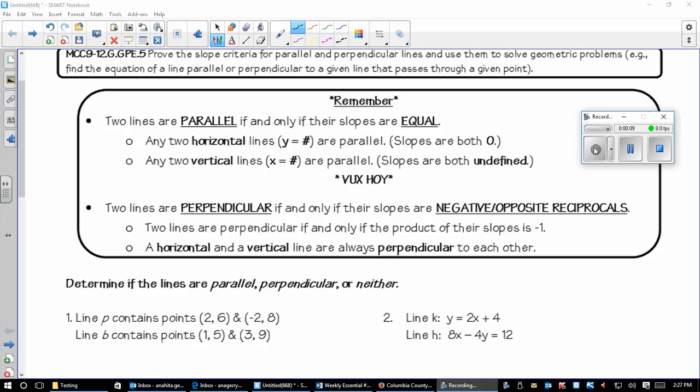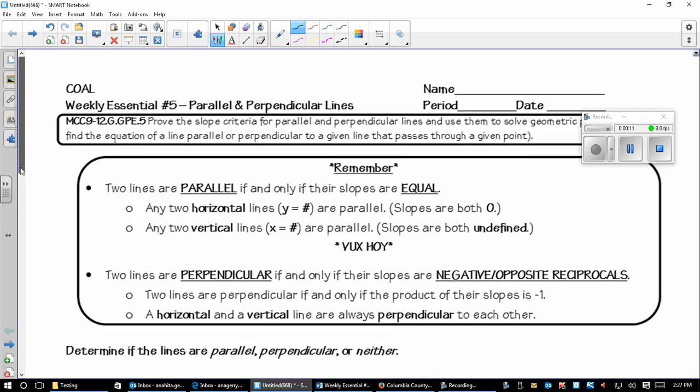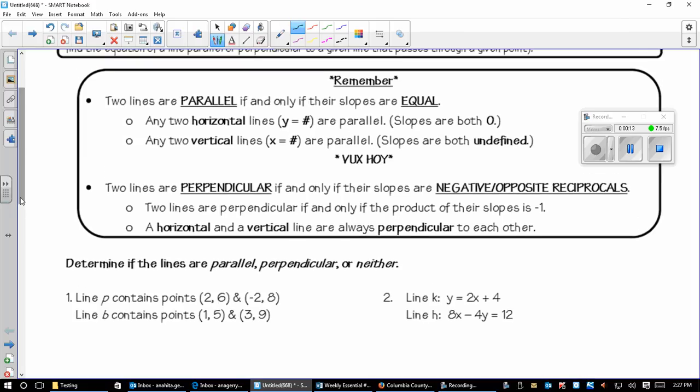Let's come down here and I left this remember section for you. Two lines, if you remember, are parallel if and only if their slopes are equal to each other. So if you have two equations and they have the same slope, they are parallel.